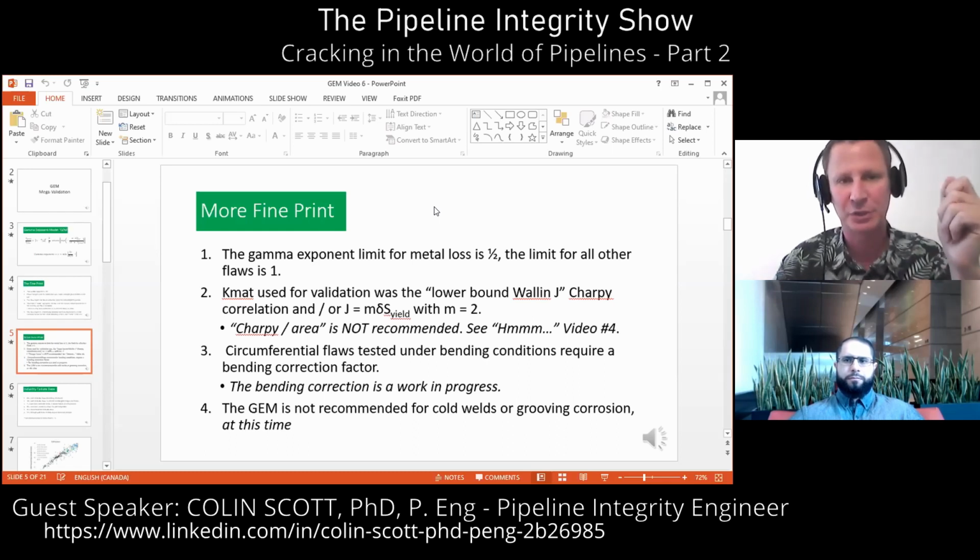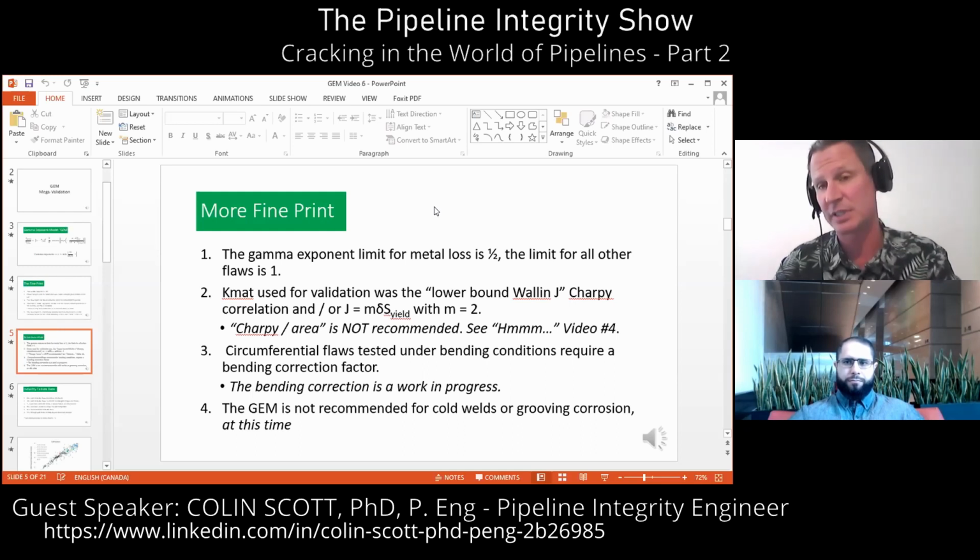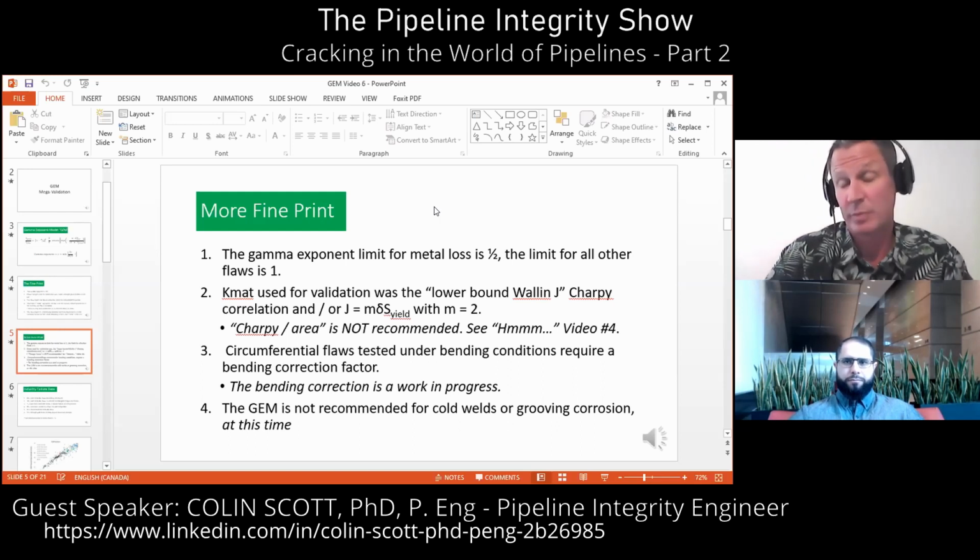And I'm sure that's going to cause some fracture experts all over the world all sorts of heartache. Because what it means is, as your corrosion flaw gets longer and longer, you're not converging to the remaining ligament as you would typically expect. You're actually converging to the square root of the remaining ligament. And that makes absolutely no sense at all. But that's what comes out of the mathematical derivation, and it seems to work with my validation so far. So I'm going to stick with that until I find a reason to change it.